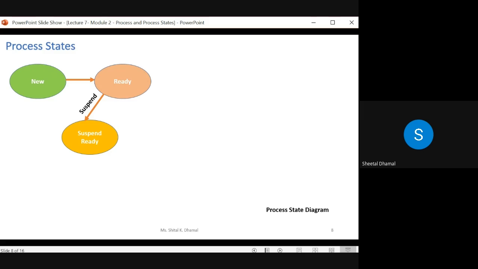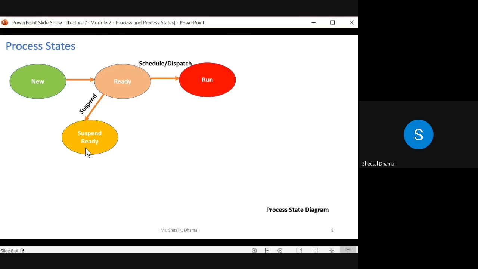If this ready queue is already full, and your process is already created, then it would have been shifted into the ready queue. But now the ready queue is full, so that process will get suspended and it enters into the suspend ready queue. What is the meaning of suspend ready? The process is ready to execute, but as the ready queue is full, it is shifted into the suspend ready queue.